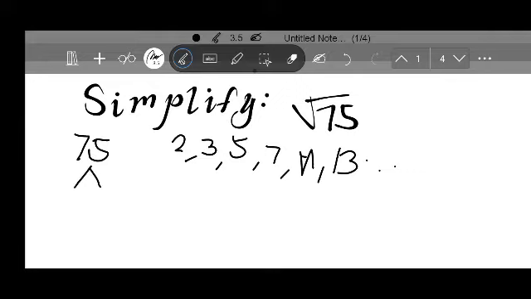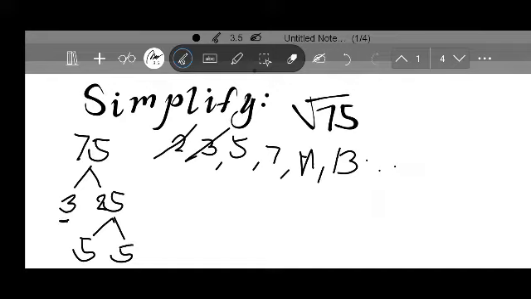Now, 75 cannot be divided by 2 exactly, so we will not use 2. Now, we can divide 75 by 3. That's why we use 3. 75 divided by 3 gives us 25. And since 25 can no longer be divided by 3, we use the next prime number, which is 5. Now, 25 can be divided by 5, and 25 divided by 5 is 5. So, notice that 75 now is written in terms of its prime factors. So, we are done factoring 75.